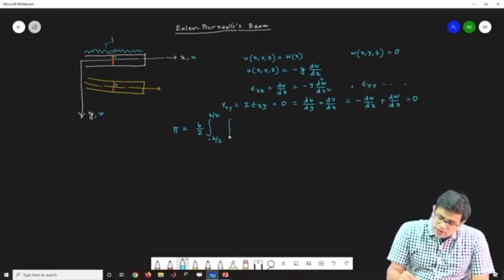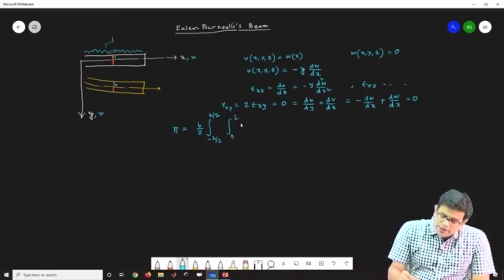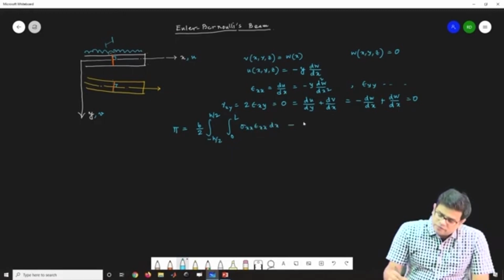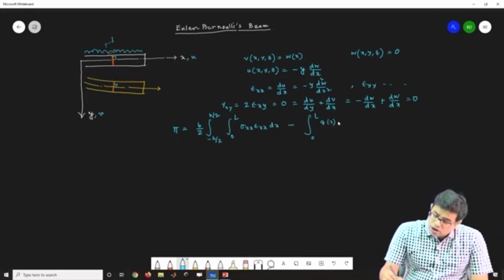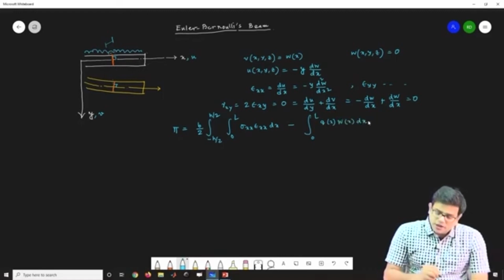If I consider the beam length is 0 to L, then the potential strain energy becomes integral of sigma xx and epsilon xx dx, and then the contribution of the load. So if I integrate over this, then I can simply write q0 or q(x) w(x). So that's my potential energy of the beam.